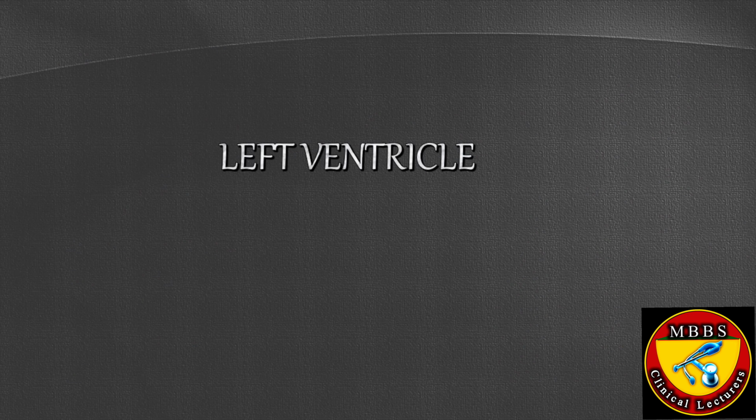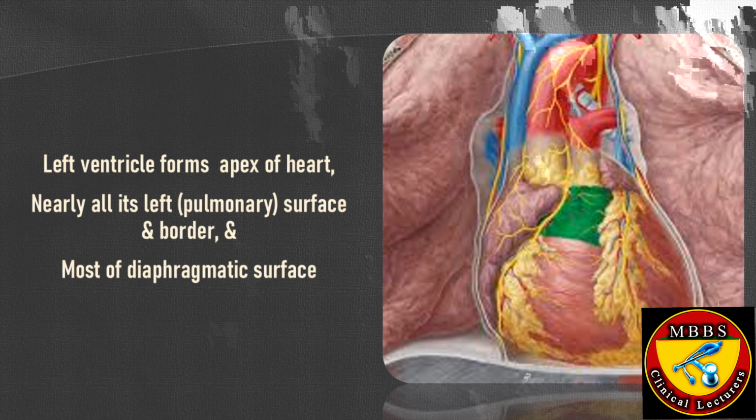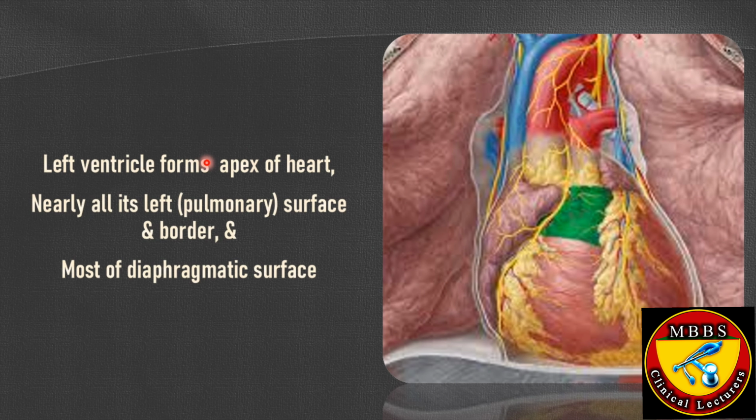Left ventricle. The left ventricle forms the apex of the heart. You can see the apex of the heart is formed by the left ventricle. This is not the base, but the apex of the heart. This is the base of the heart. The base of the heart is mainly formed by the left atrium, and the apex of the heart is formed by the left ventricle.